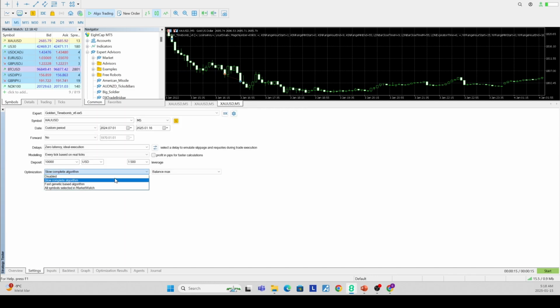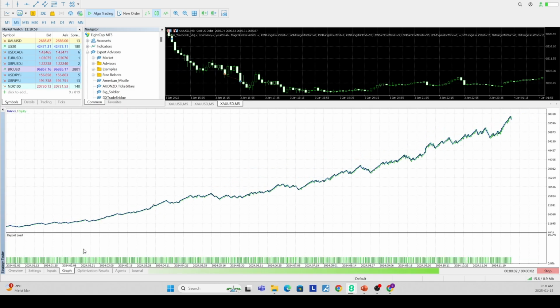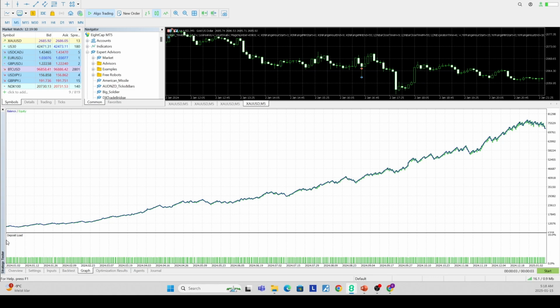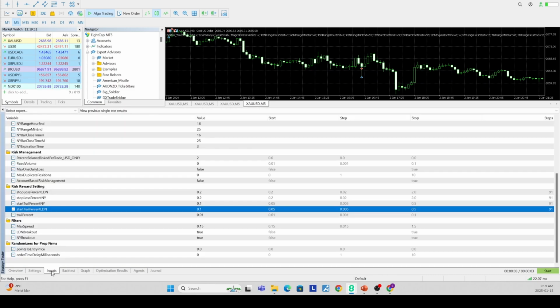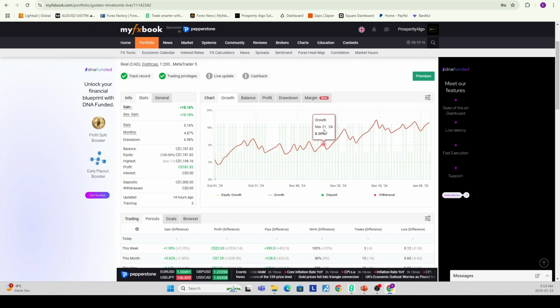A few other points here: if you are running any sort of optimization, or any sort of backtest, please use every tick based on real ticks, because unfortunately if you use every tick, it does not take into account spreads that well, and for these types of scalping systems, it will make your backtest look absolutely astronomical. So here we're turning 10 grand into $75,000. I wish that was the case. We'd all have a fleet of Lamborghinis, but unfortunately that's not the case. So the final takeaway here would be please use every tick based on real ticks, as it gives you a much more realistic and live signal matching type of performance.